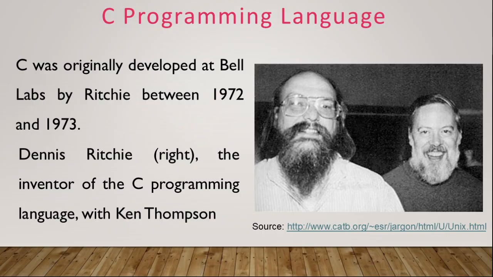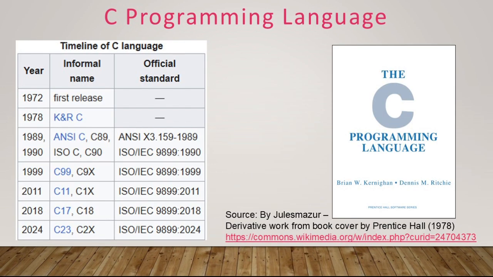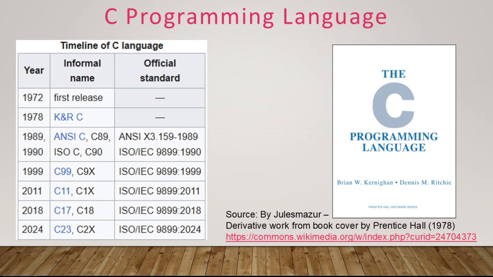Dennis Ritchie worked on this language from 1972 to 1973. Now, in 1989, we saw that C programming was standardized. We can see on the table that it was given the informal name ANSI C, which is also known as C89. ANSI is the American National Standards Institute.